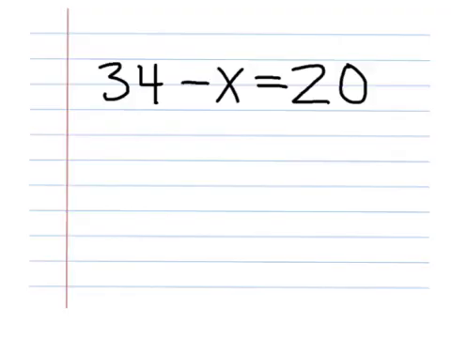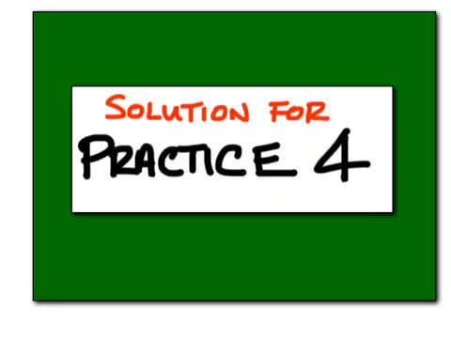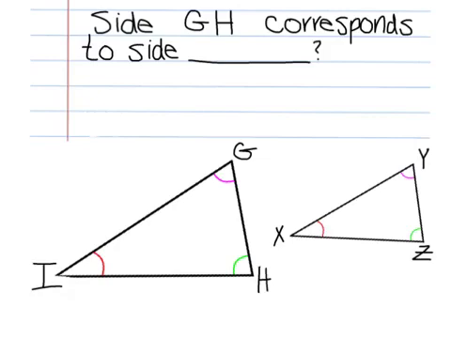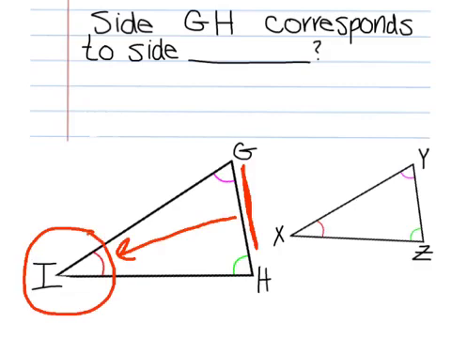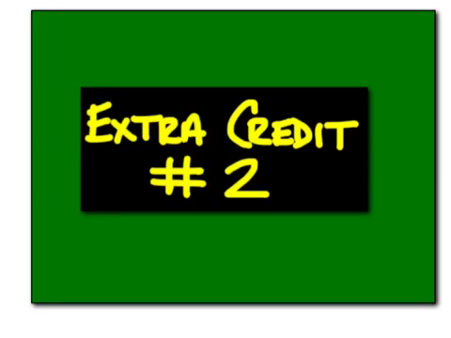Okay, practice problem number 4. Okay, answer to the bonus is 14. Solution for the practice problem. We want the side that corresponds to side GH. This is GH, so our corresponding angles are going to be angle I and angle X. We want the side that is opposite of angle X, which is YZ.